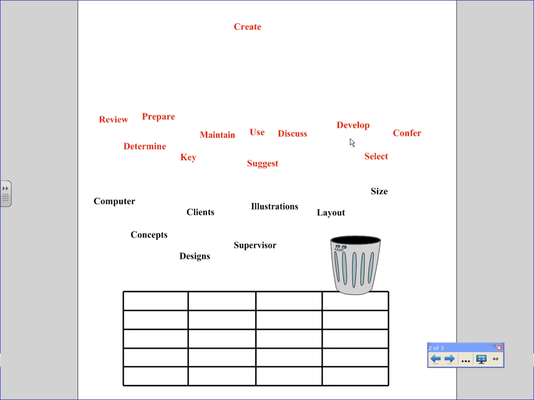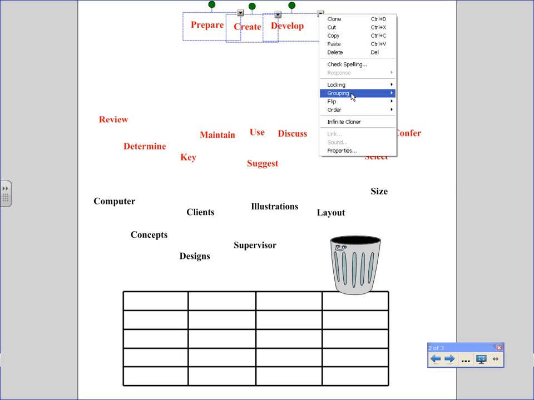So you can look through your word list, looking only at the red words first, the verbs, and decide what else is like create: prepare, develop. Those words, even though they don't mean the exact same thing, they're related. So we're going to put them in a group.